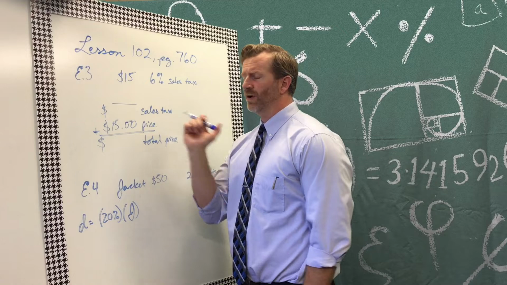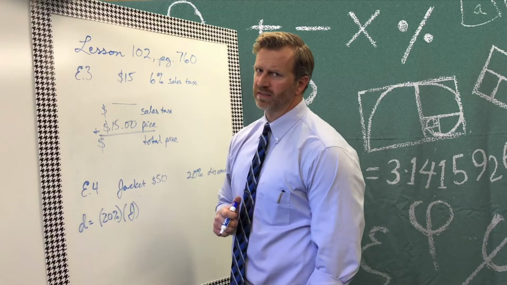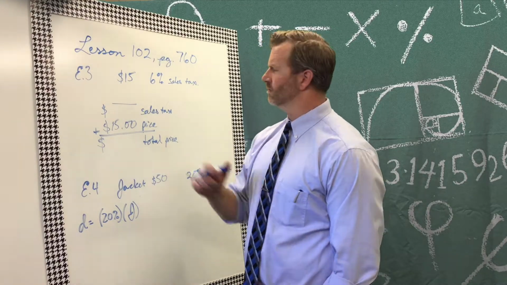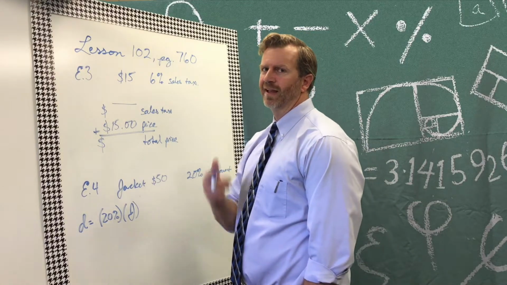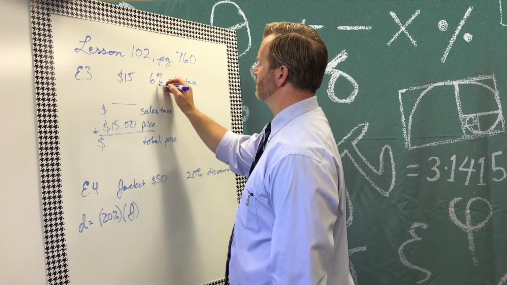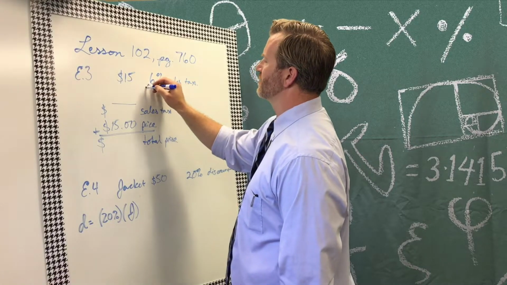So first off, what do we need to do with that 6%? Are we going to leave it written like that, or do we need to turn it into a decimal number? Absolutely, we need to turn it into a decimal. So we're going to start here. We're going to come over 2 spots.